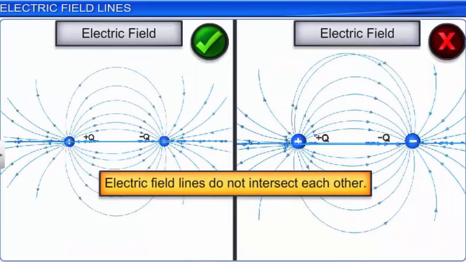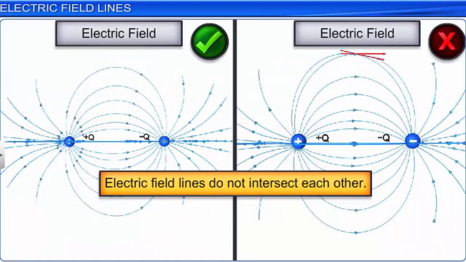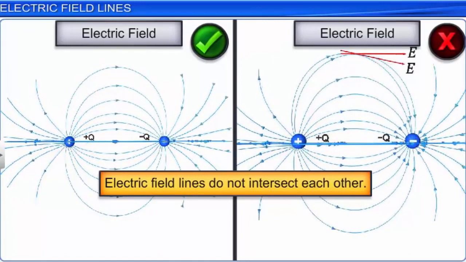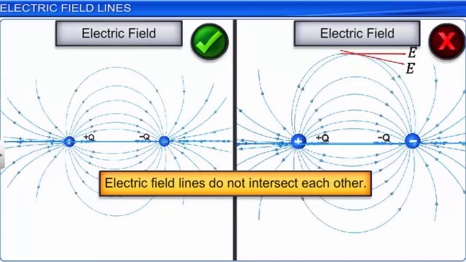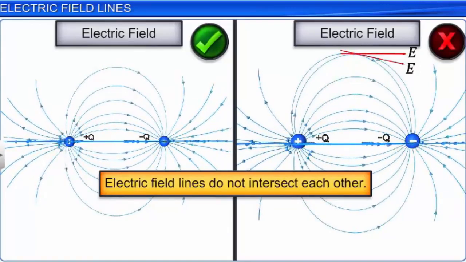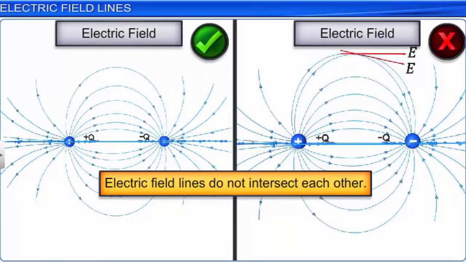Electric field lines do not intersect each other. If the electric field lines intersect each other, then at the point of intersection there will be more than one direction for the electric field, which is not possible.